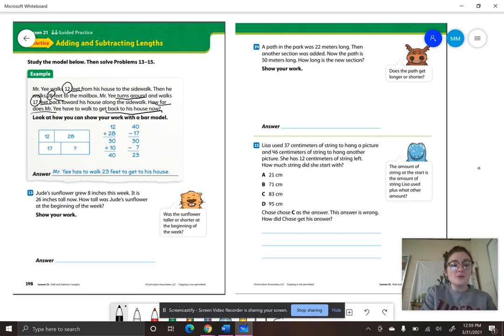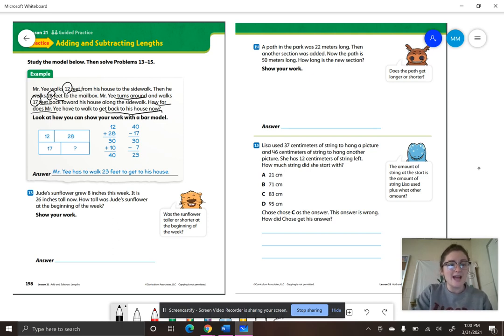So they first showed us the bar model with solving 12 plus 28. But look at this 17. With a bar model, we usually see a whole and two parts. So is this going to be a one-step or a two-step problem, Smarties? It's going to be a two-step problem. So look at what they did.